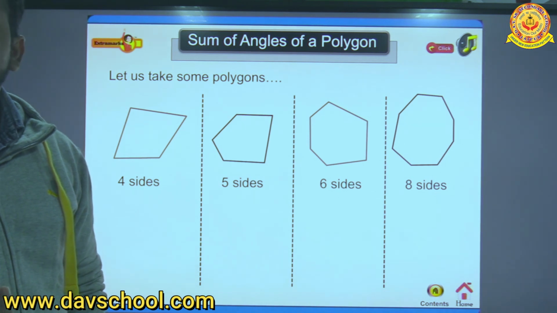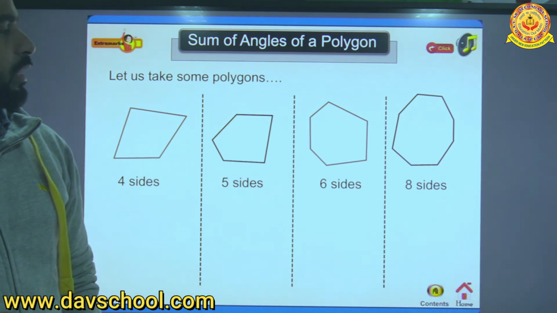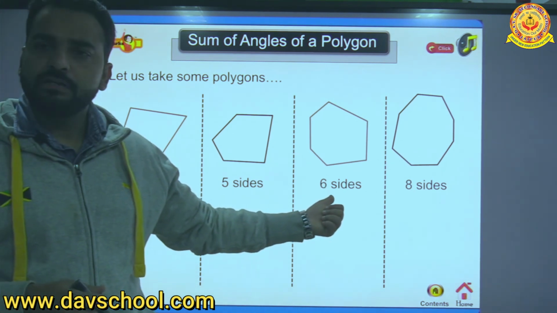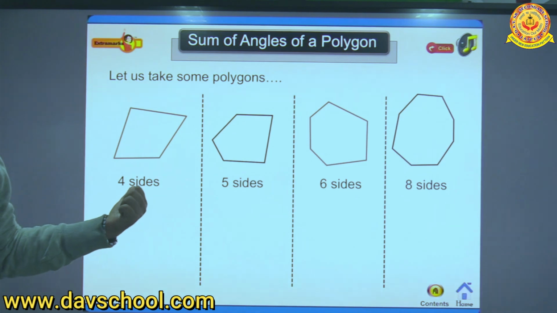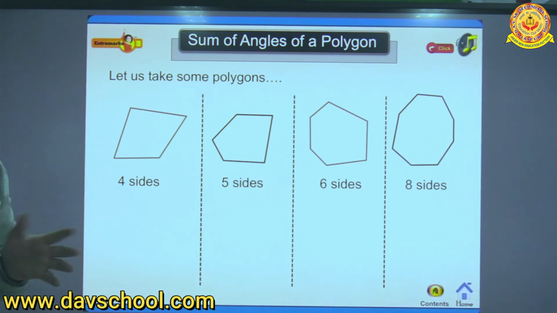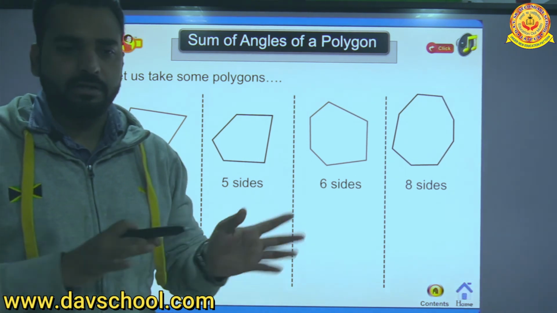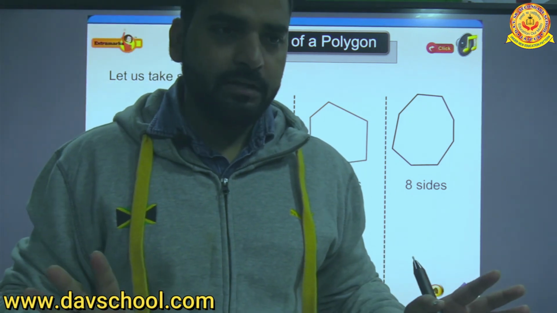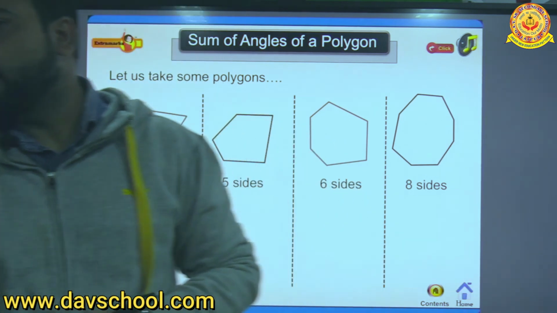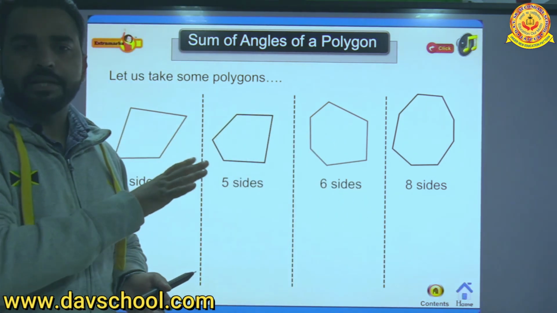What is the name of this figure? Hexagon, pentagon, quadrilateral. Okay, now quadrilateral is slightly different. Is it clear? Anybody have any doubt in these cases? Is it clear?